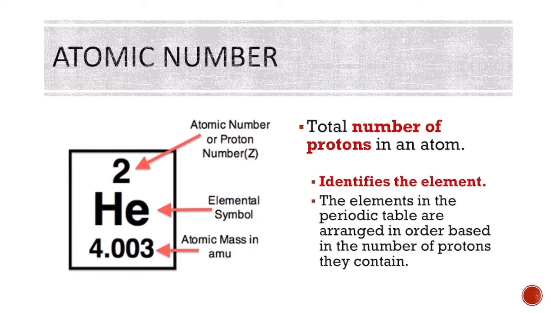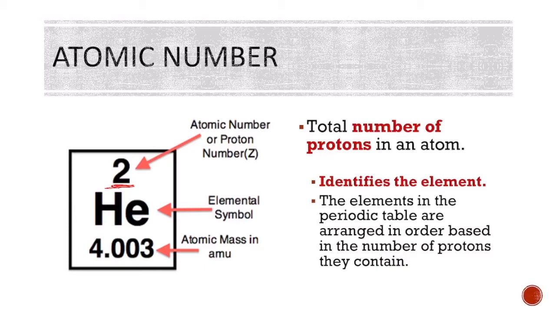And so what is the atomic number? The atomic number is equal to the number of protons an atom has in its nucleus. And this also will identify the element that you're dealing with. So, for example, helium's atomic number is 2, and that means that helium has 2 protons in its nucleus, and all atoms of helium will always have 2 protons in the nucleus. If it doesn't have 2 protons in its nucleus, it's not going to be helium.